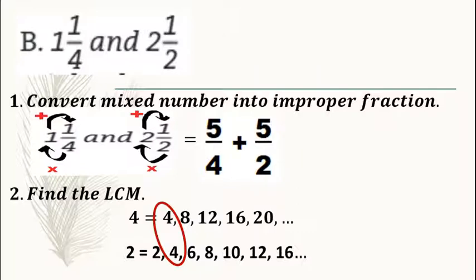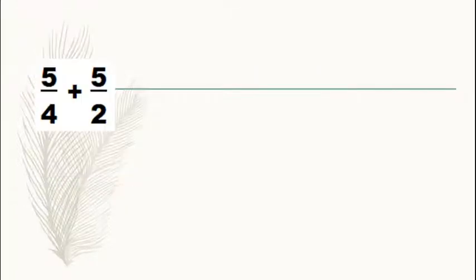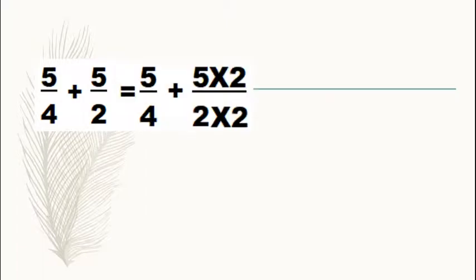So we need to make our denominators 4. So we have now here the 5 over 4 plus 5 over 2. First, we need to copy our 5 over 4 plus. How many do we need to multiply to our denominator to enable us to get 4? Very good. That is 2. So we have now 5 times 2, 2 times 2.